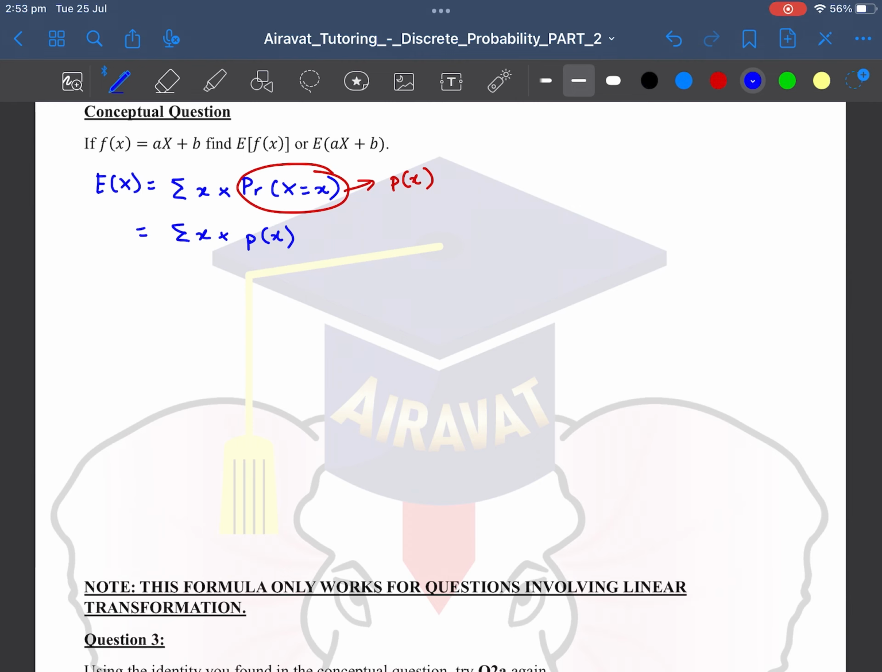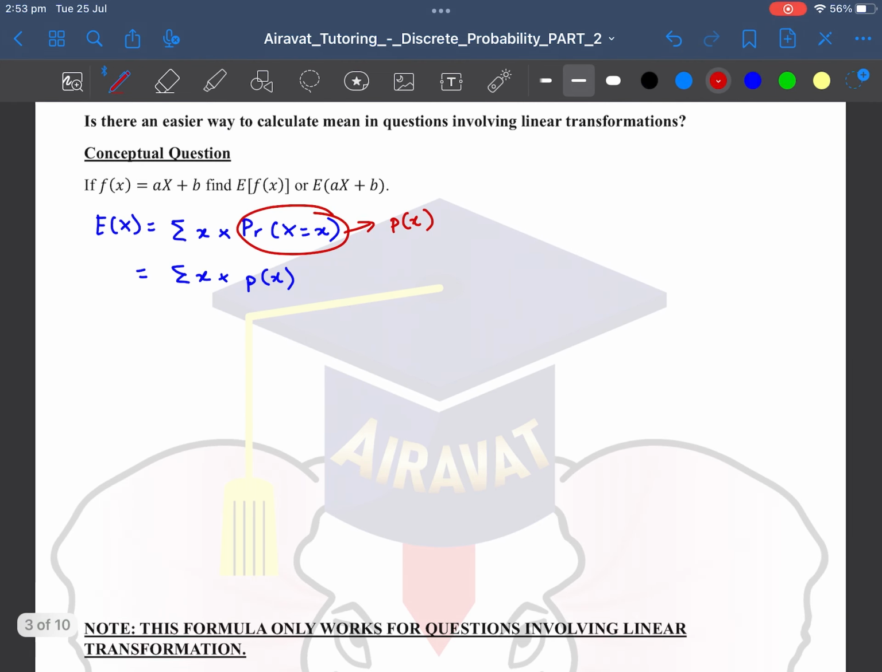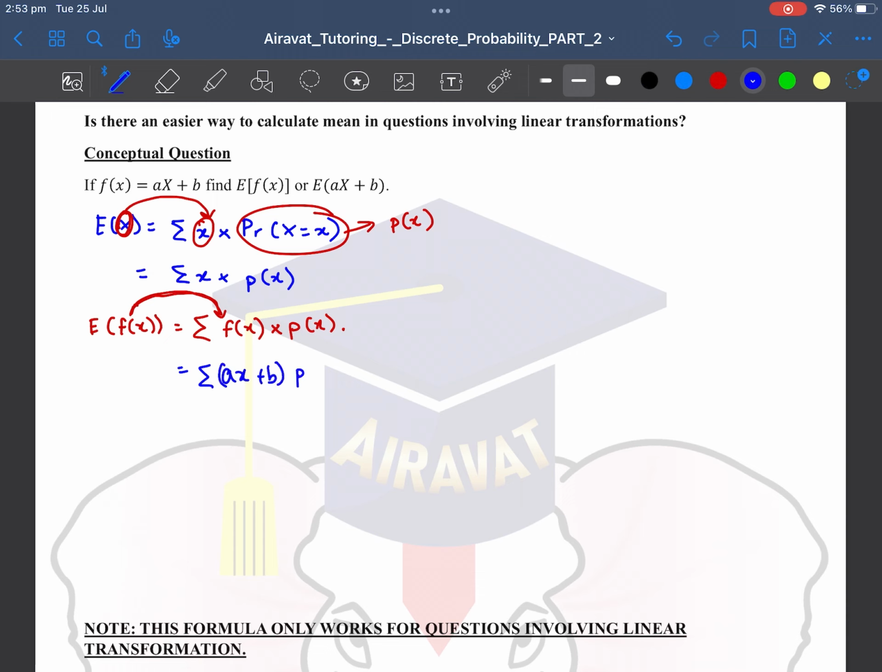Now, if you realize, in E of x, if you have to find the mean of E of x, we have x here. Then what happens if you have to find the mean of E of f of x? Well, we just substitute what's inside this bracket. So here we just substitute f of x instead of x, because this x is the x over here. Whatever is inside the bracket, we simply substitute that in the formula, times it by p of x. That's our next step done. Now, the following step is just substituting f of x equals ax plus b. So ax plus b, and then times the whole thing by p of x.